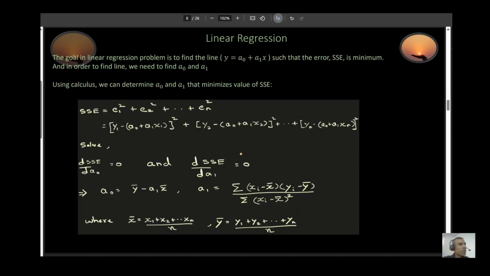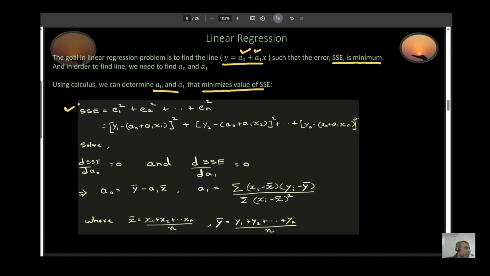The goal in a linear regression problem is to find this line, let's say that is given by this, such that your error, SSE, is minimum. And in order to find this line, we need to know our A0 and A1. Once you know your A0 and A1, you know the equation of the line. Well, using our tools from calculus, we can actually find the A0 and A1 that give you the minimum value of SSE.